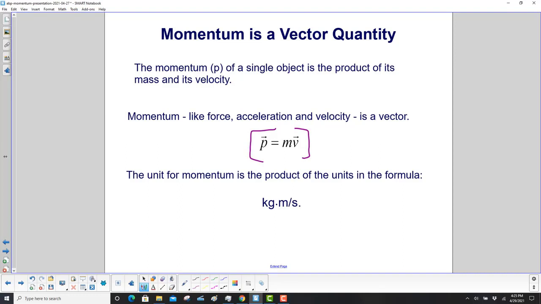The arrow over velocity shows it's a vector. And no arrow over mass. That's a scalar. The unit, therefore, is the product of the units in the formula. So we have kilograms from the mass and meters per second from the velocity. So the unit of momentum is kilogram meters per second. And no, there's no other name for it.